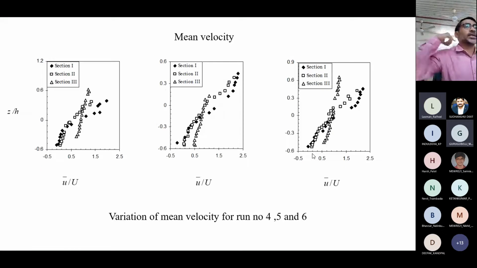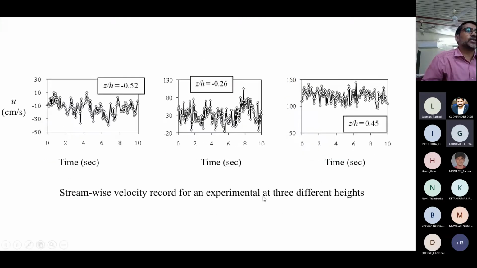Then this is for the remaining 3 more runs, mean velocity for experimental runs 4, 5, 6. Now this was the stream-wise velocity record for an experimental run at 3 different heights. I tried to plot those data which we had got from the ADV for 10 seconds. You can see these 10 seconds, but at 3 different heights.